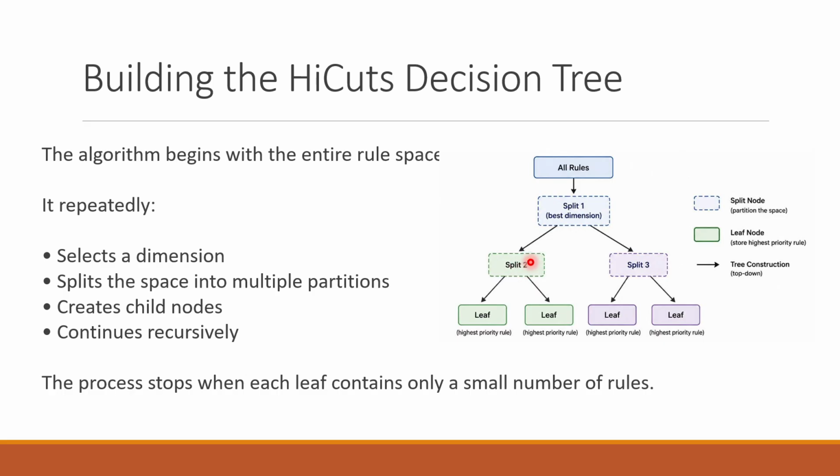So after splitting the root node into children, the child nodes will also continue splitting until reaching the leaf node. And this leaf node contains a small number of rules. During packet lookup, this leaf node helps the system find the correct rule quickly and fast.